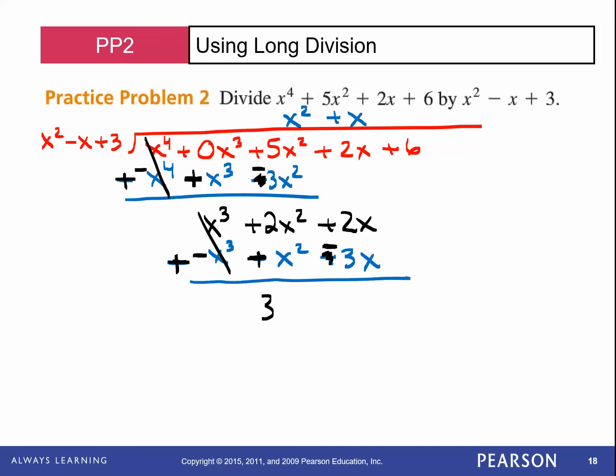Adding down, x cubes cancel. This now gives you a 3x squared. And how about a minus x? And the 6 comes down. And start all over again.